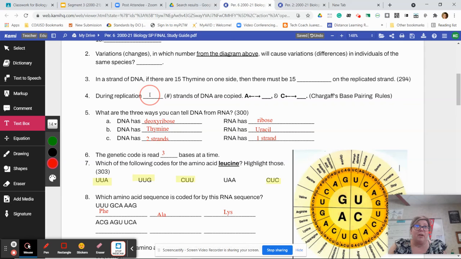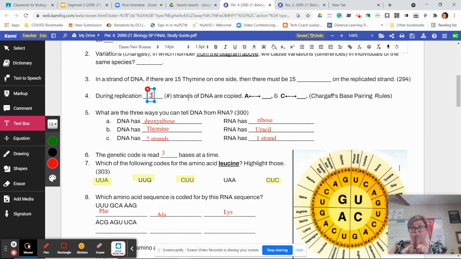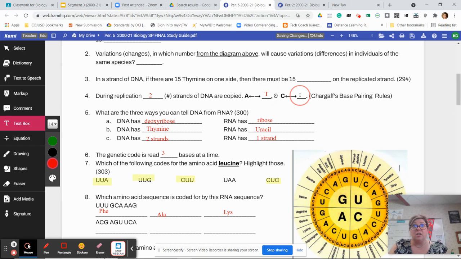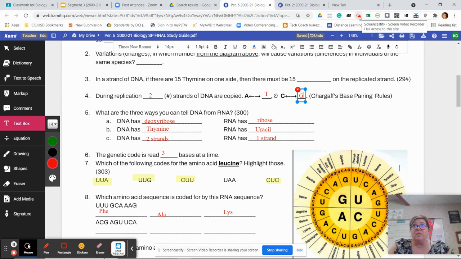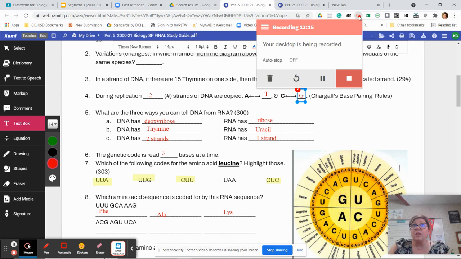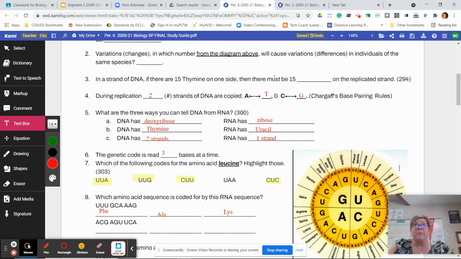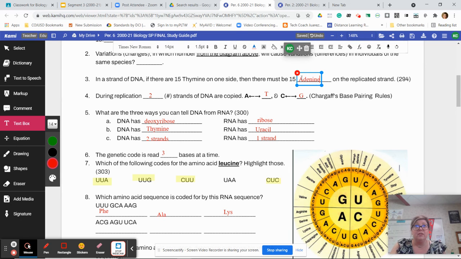During DNA replication, you have 2 strands that are copied. So your 2 strands split and they each make a copy. A goes to T, just remember base pairing, and C goes to G. In a strand of DNA, if there are 15 thymines on one strand, remember it's a double-stranded molecule, if A and T go together, there must also be 15 adenines on the other side. The base pair.